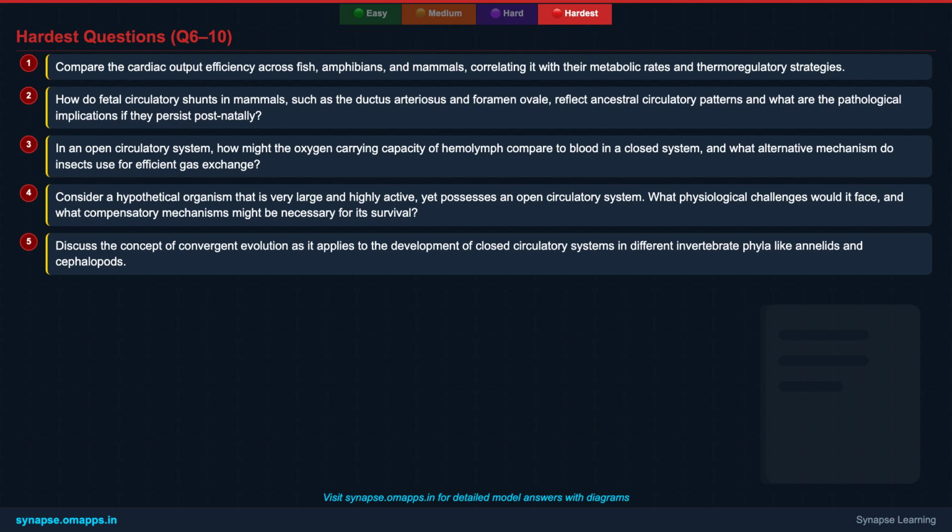Q9. Consider a hypothetical organism that is very large and highly active, yet possesses an open circulatory system. What physiological challenges would it face, and what compensatory mechanisms might be necessary for its survival? Q10. Discuss the concept of convergent evolution as it applies to the development of closed circulatory systems in different invertebrate phyla like annelids and cephalopods. Good luck with these advanced concepts.